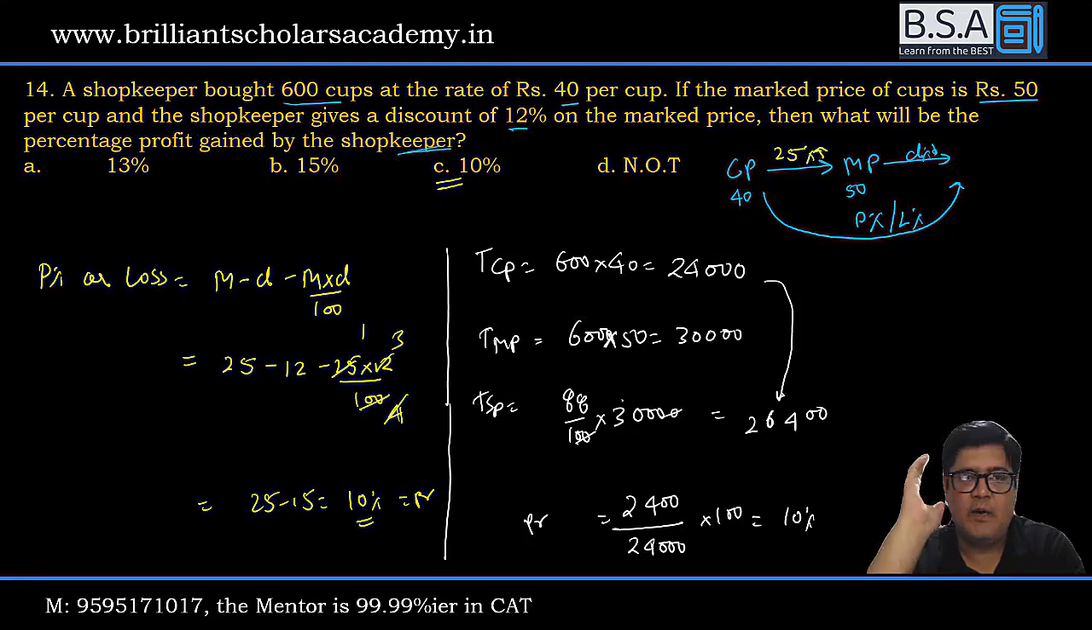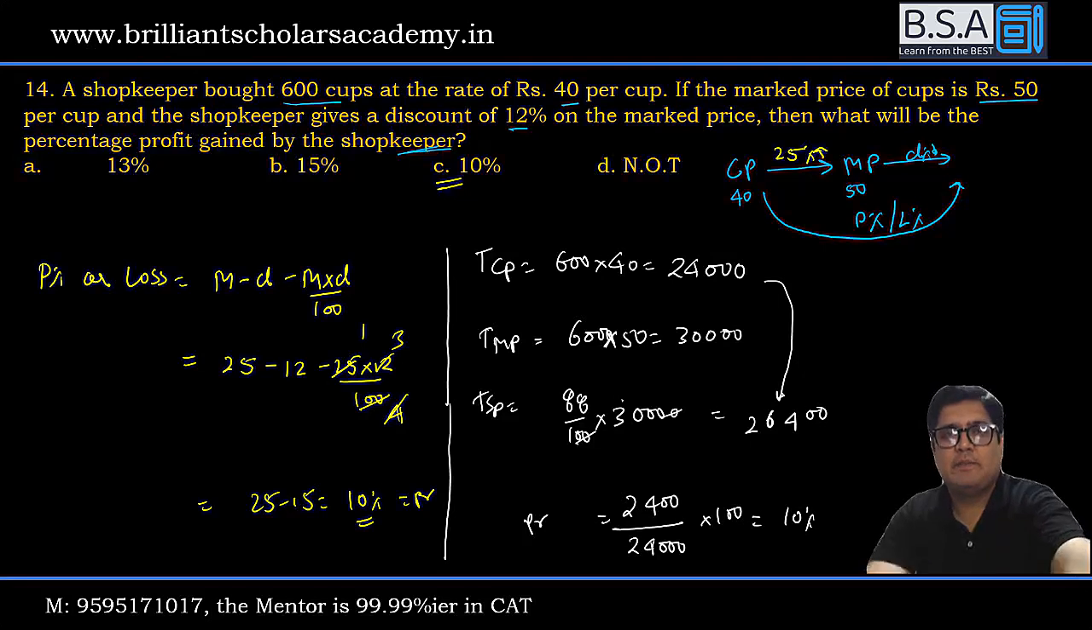12% discount has been given. When you give away 12% discount, you are calculating 88%. So 88% of the marked price is the selling price. Please observe, please confirm your answers.